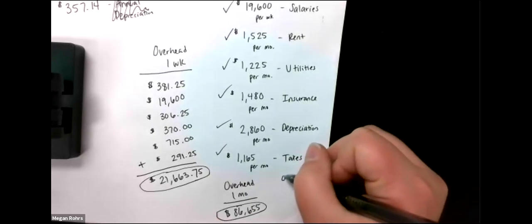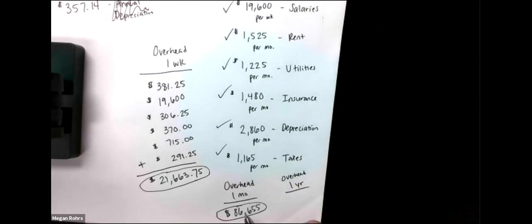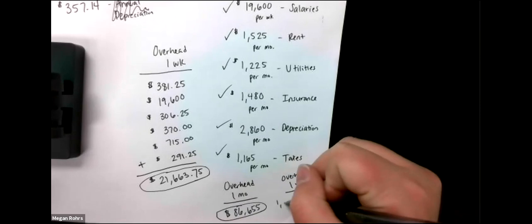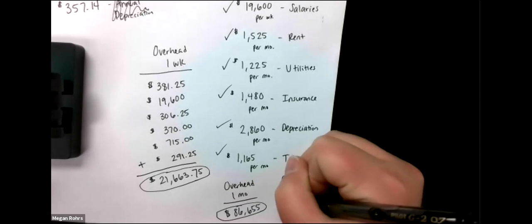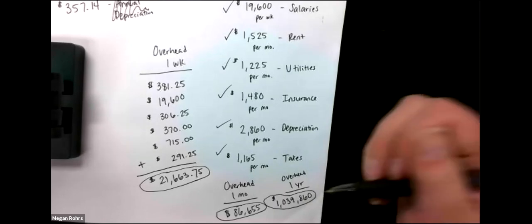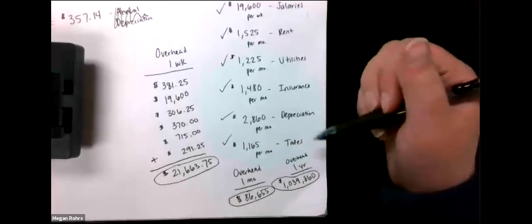And then lastly, the overhead per 1 year. Well, we know that there are 12 months in a year, and each month is 86,655. So I can just take that number times 12, which gives me my overhead for the year. So $1,039,860. So that is the cost of doing business for the year, does not include the inventory. So that is our overhead.